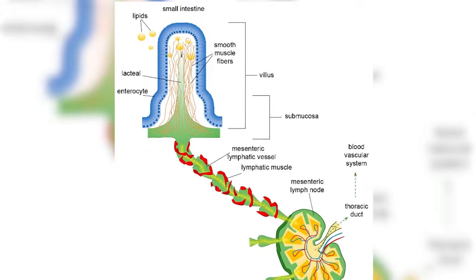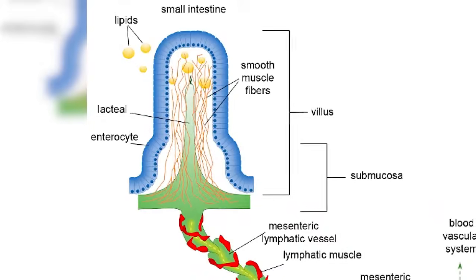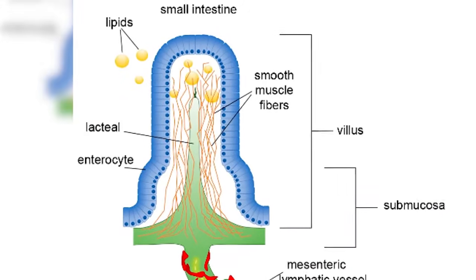The lymph vessels also pick up excess fluids, proteins, and other materials that leak out of the blood vessels and return them back to the bloodstream.